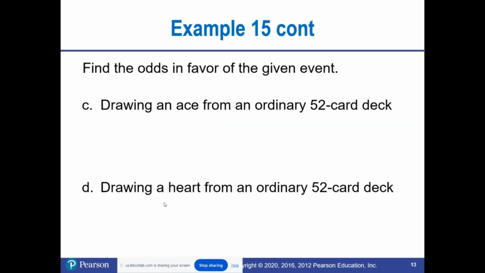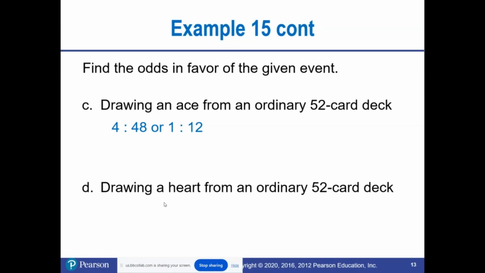Okay, continuing on, let's find the odds in favor of drawing an ace from an ordinary 52 card deck. So, how many aces are in a deck of cards? It's 4, right? Right, so 4. So that gives us our first number, and then the other number will be how many cards are left. So if we have 52 cards and 4 of them are aces, that leaves us with 48 cards. So it's going to be 4 to 48. That reduces to 1 to 12.